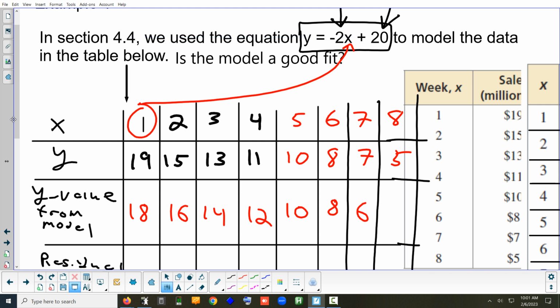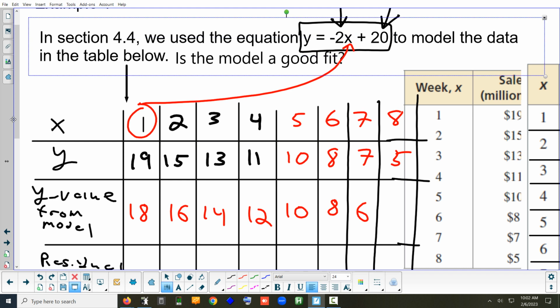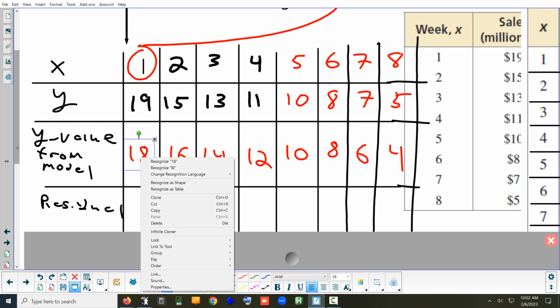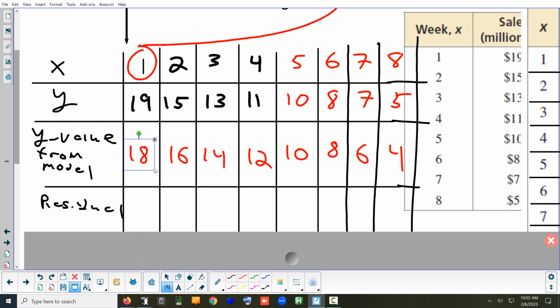And then week 8. Negative 2 times 8 gives me how much? Yep. And what's negative 16 plus 20? 4. Okay, again, not bad. Another pretty good prediction. Now, we kind of were doing this as we went along, but I was asking you guys how good the prediction was. That's what the residual is. How far off is the prediction from the formula from the actual result?